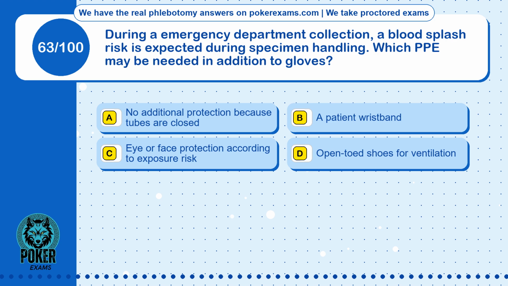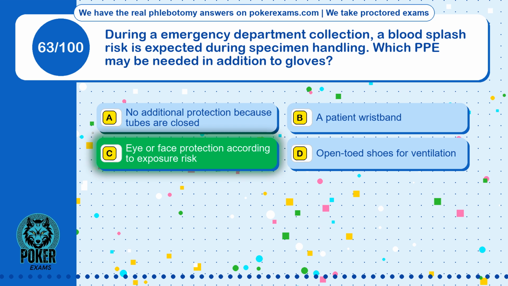Question 63. During an emergency department collection, a blood splash risk is expected during specimen handling. Which PPE may be needed in addition to gloves? Option A. No additional protection because tubes are closed. Option B. A patient wristband. Option C, eye or face protection according to exposure risk. Option D, open-toed shoes for ventilation.